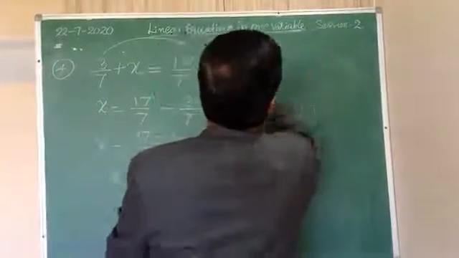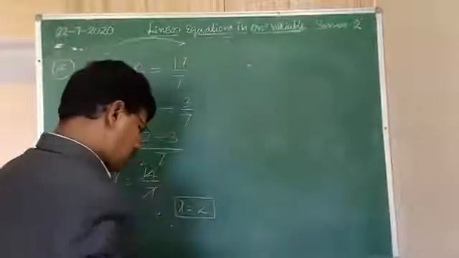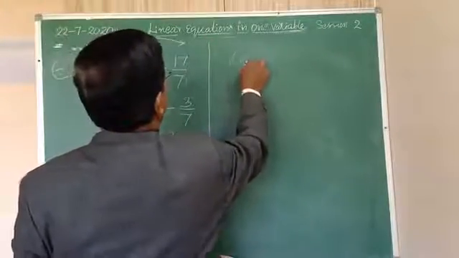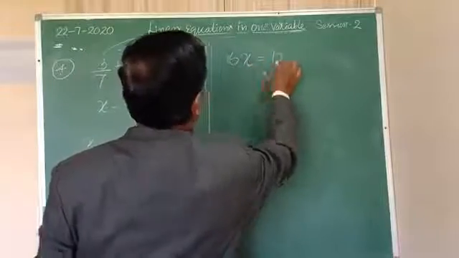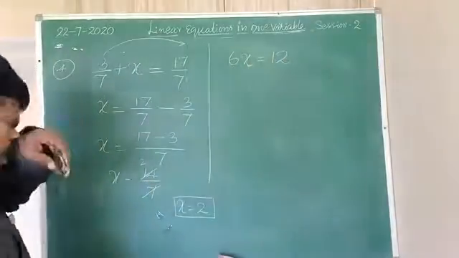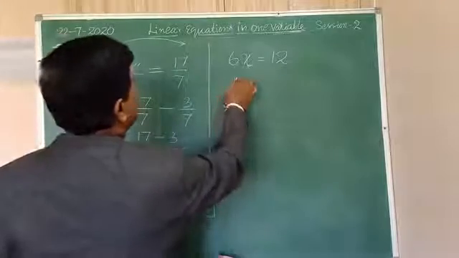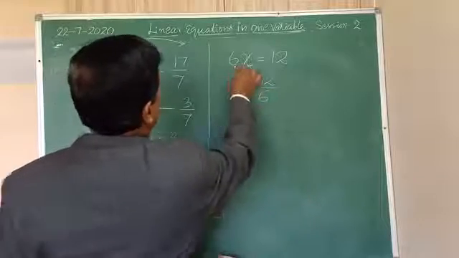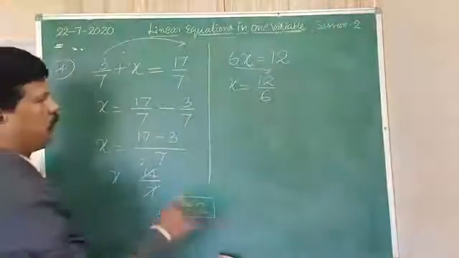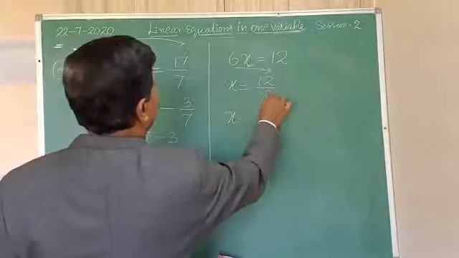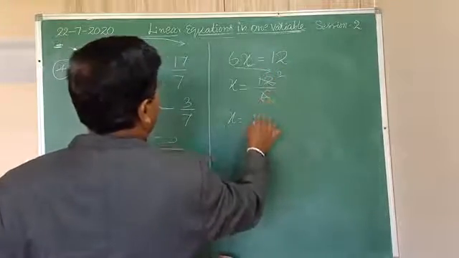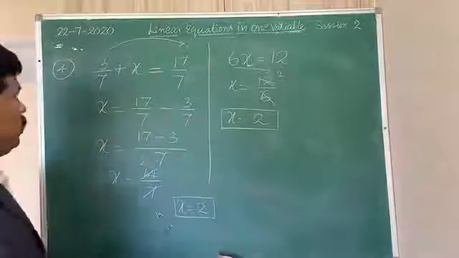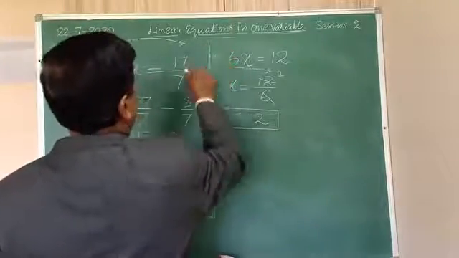Now the fifth one, 6x is equal to 12. Then x is equal to 12 by 6, shifting the coefficient to the denominator. So x is equal to, 6 ones are 6, 6 twos are 12. x is equal to 2. Right. This is the fifth problem.